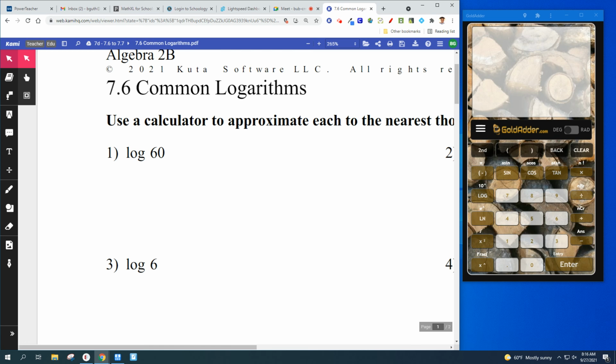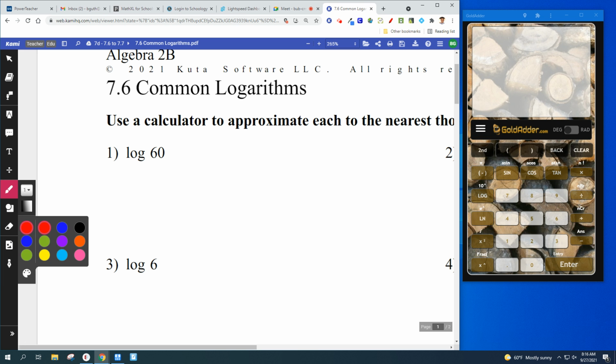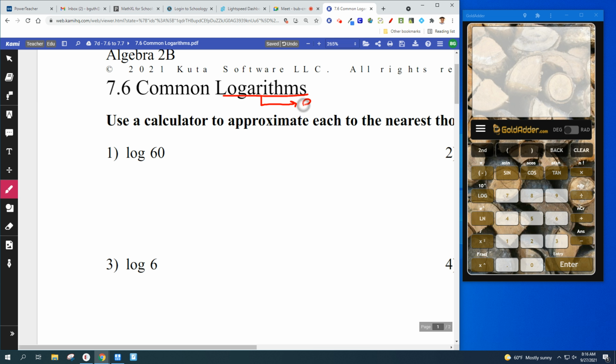7.6 is common logarithms, and we know from before that a logarithm is talking about an exponent. I don't want to say a logarithm equals an exponent, but that's kind of what we're thinking about. When we're thinking about logarithms, we're also thinking about exponents. They are linked together. And a common log, when they say common log, they mean base 10.